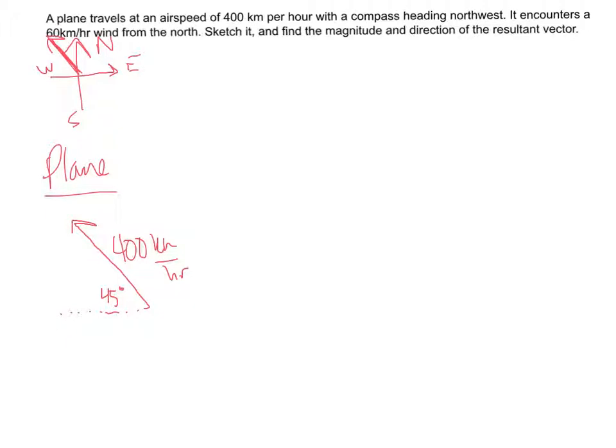north and west. It then encounters a 60 kilometer per hour wind from the north, so that means the wind would be heading south, at 60 kilometers per hour. What we want to figure out is what is the resultant vector, and I'm going to try to color code things here a little bit. So we'll have the wind be blue. So what we're going to do is we're going to find the x and y components of each vector, add them together, and that will tell us what the resultant vector, or what the plane, is actually doing.